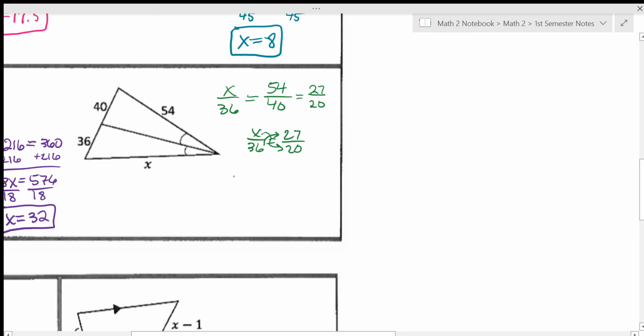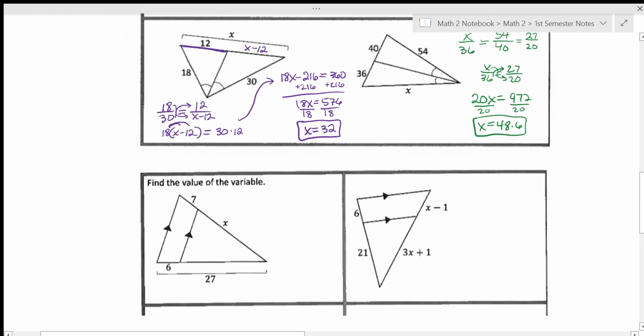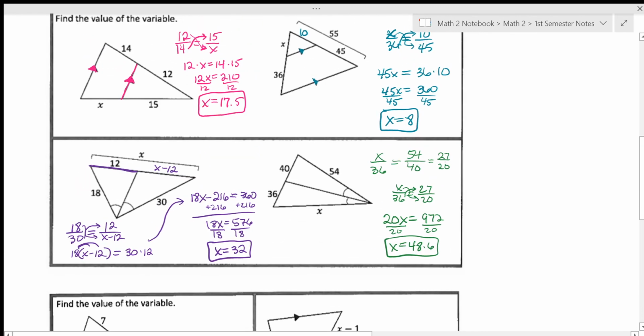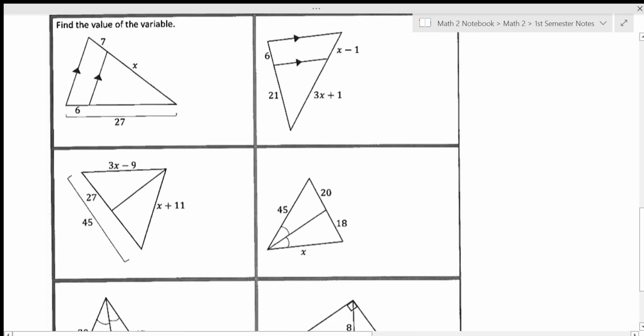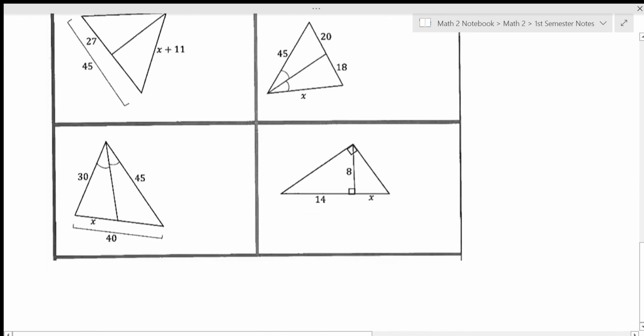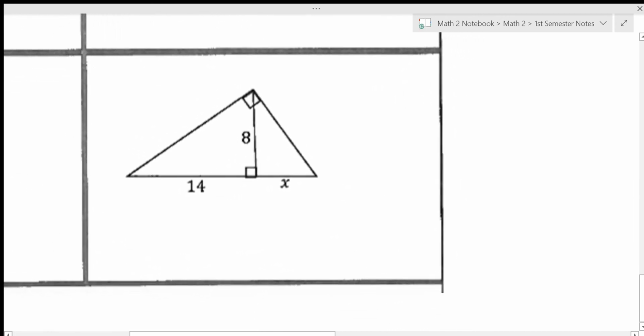Now I'm going to have 20 times x equals 27 times 36, which is 972, and divided by 20, that is 48.6. Okay, so there's the angle bisector theorem. We did the side splitter theorem, angle bisector theorem. Now I'm going to go ahead and do this right triangle theorem so that we do one of each.